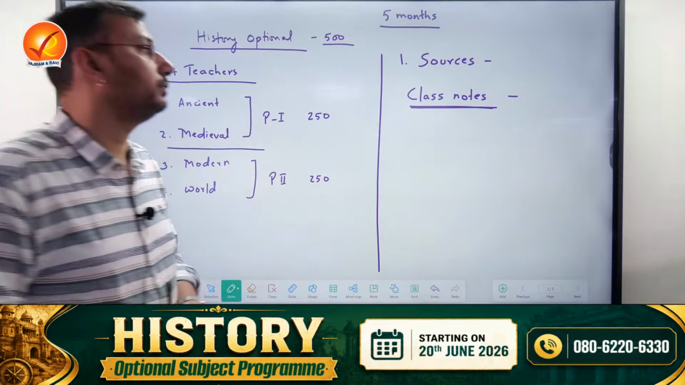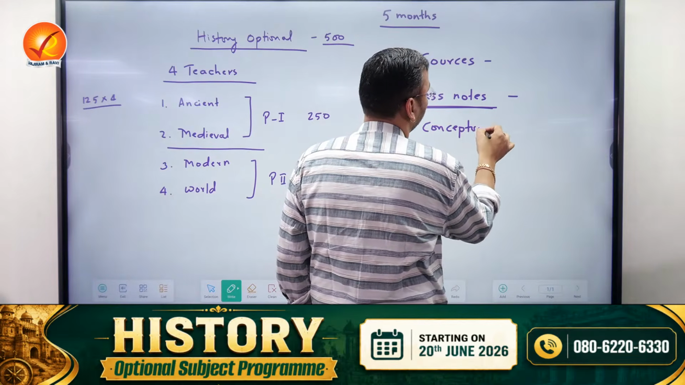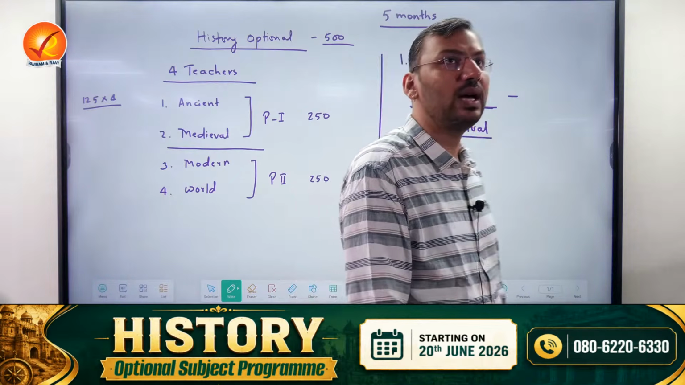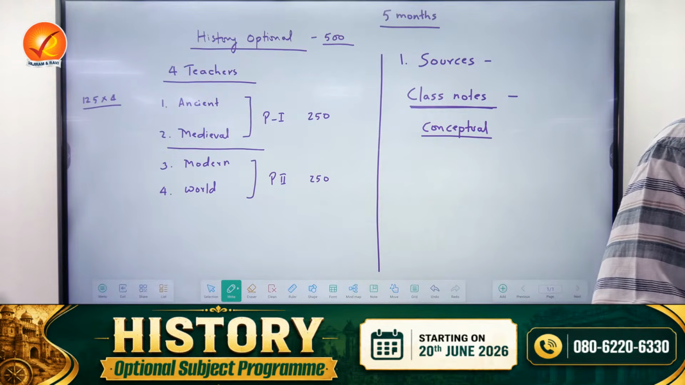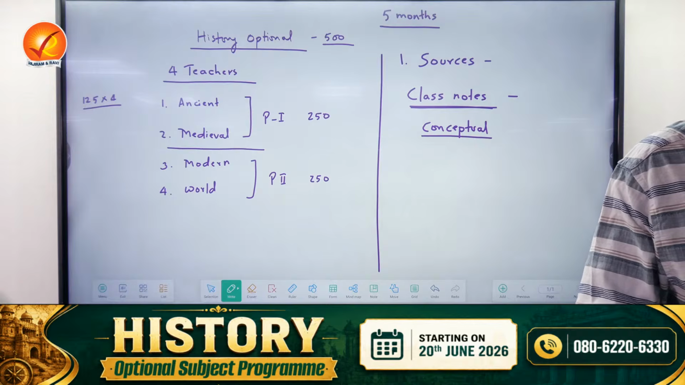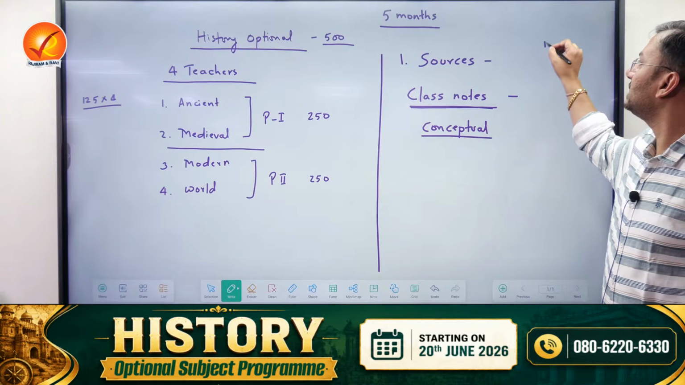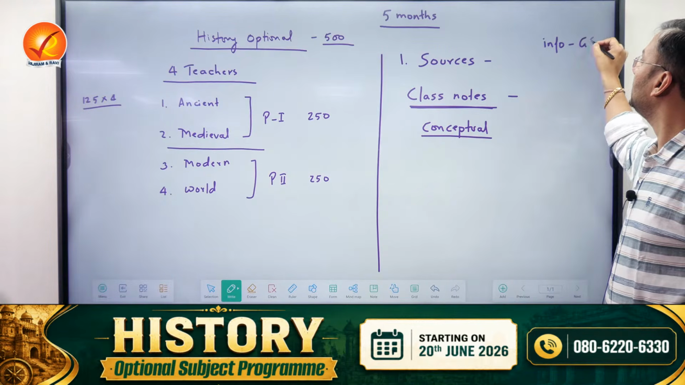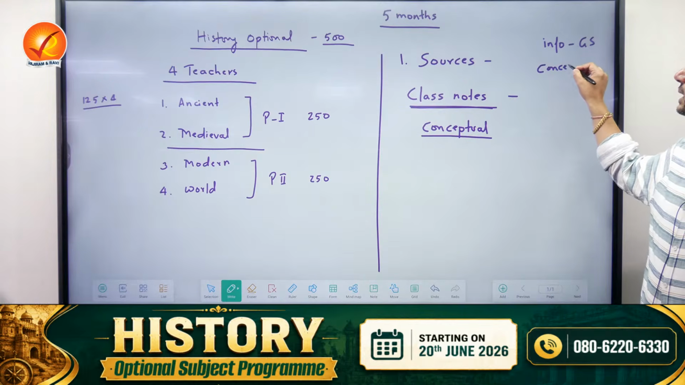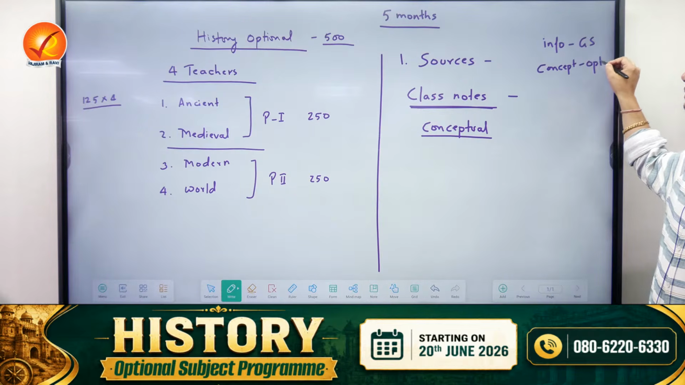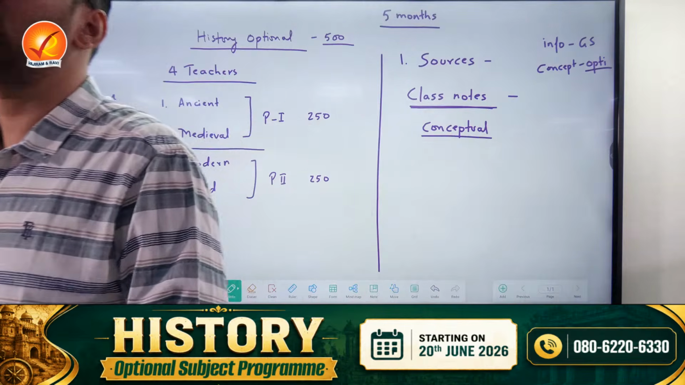Just for example, optional is more conceptual. And that's why there is more chance of being asked about the concept. Has any one of you read history? Ever read history in college? Okay. I hope you can understand that the information-based GS is a bit difficult to predict in comparison to concept-based optional. So optional is based on concept, that's why its strike rate is much higher.